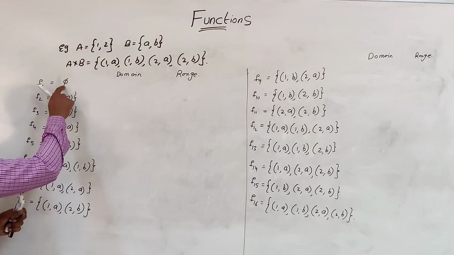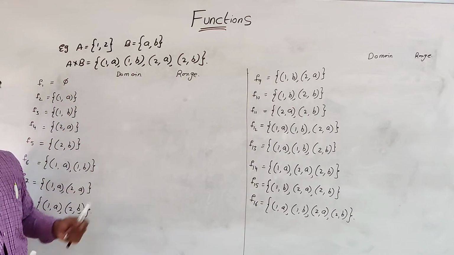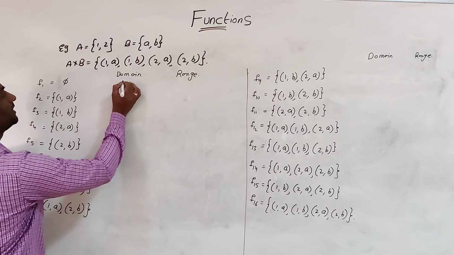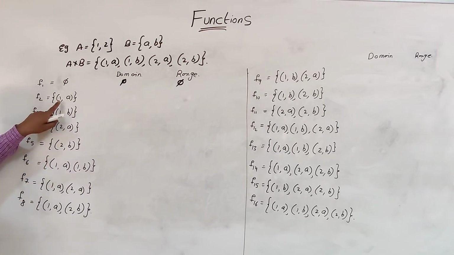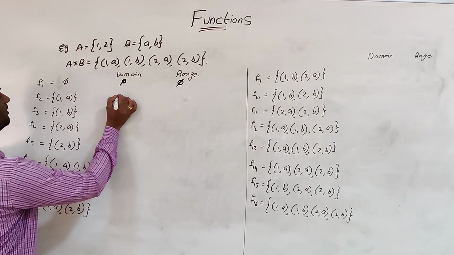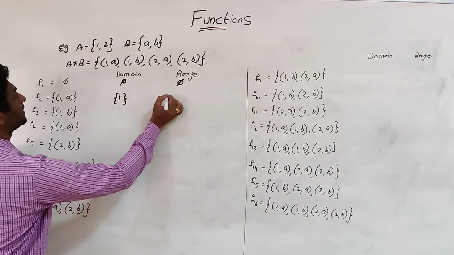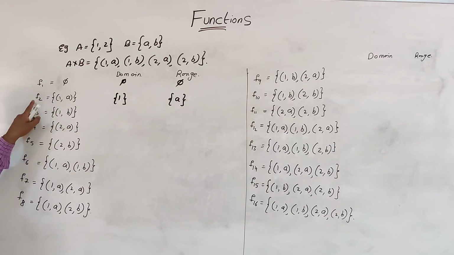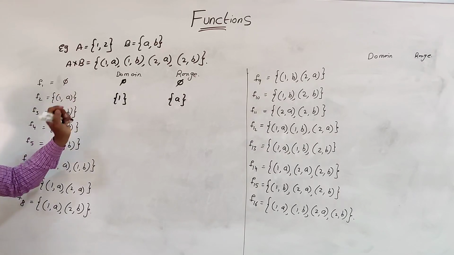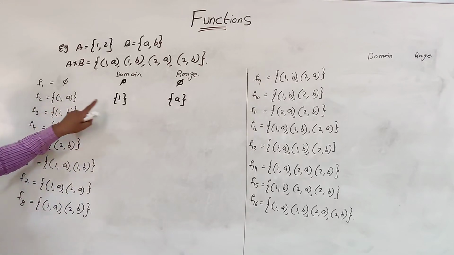Now, as the empty set is a subset, it is a relation of A cross B. So the domain is empty and the range is also empty. Next, (1, a) is one ordered pair which is also a relation of A cross B. For this, the domain will be only 1 and the range is a. As (1, a) belongs to the relation, the set of all first components becomes the domain and the second components give the range. So 1 and a.